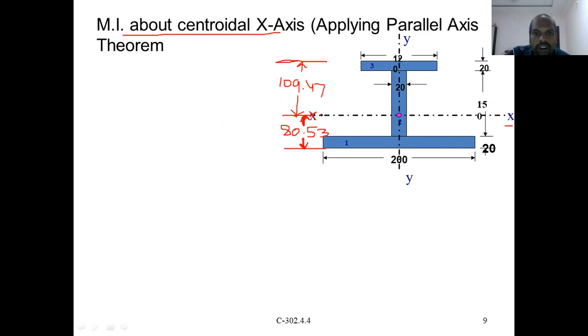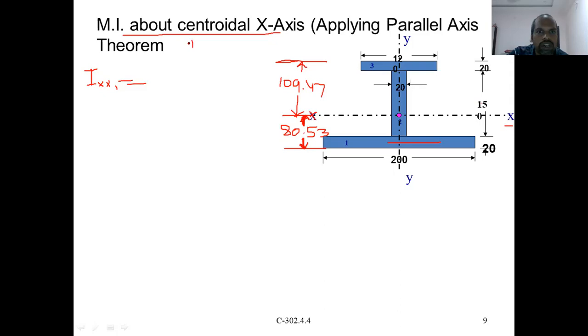The centroid of your whole figure is lying here, whereas the centroid of this figure 1 is lying here. So they are some distance apart, not coinciding. What we need is the moment of inertia of this rectangle about this axis, that is nothing but Ixx1.